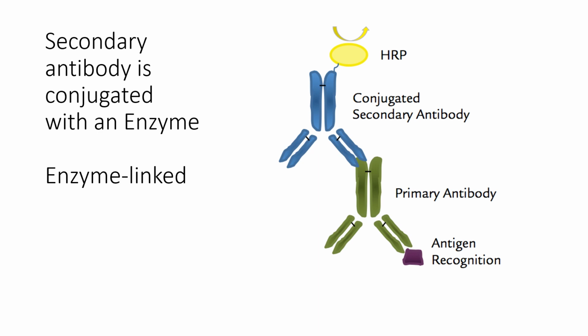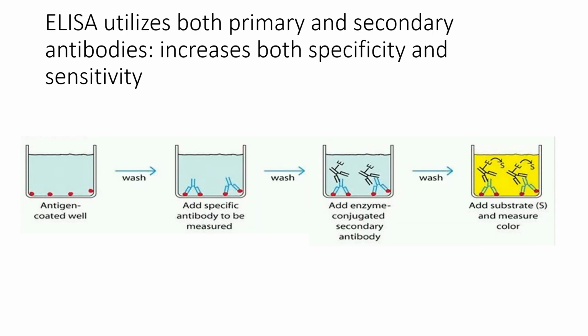So now we're ready to go. The primary will recognize the antigen, the secondary will recognize the primary, and the enzyme linked to that secondary will catalyze a reaction that will give us a color we can look at. So an ELISA is going to use both the primary and secondary antibodies, and that increases the specificity and the sensitivity, as does the use of the enzyme. So it's a very simple test.